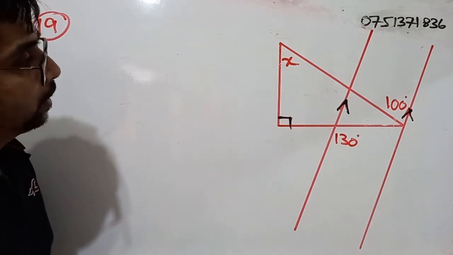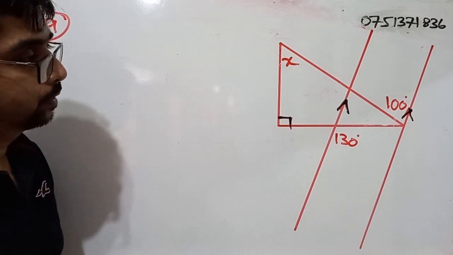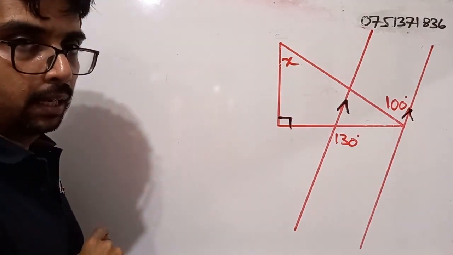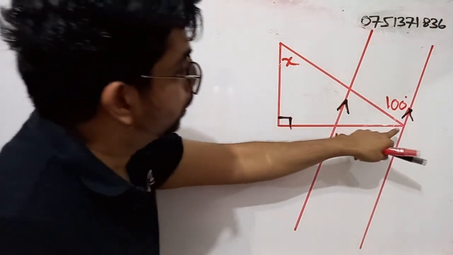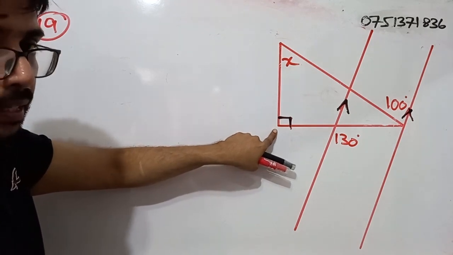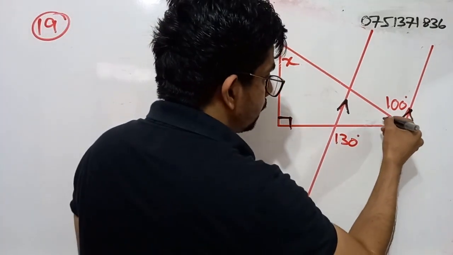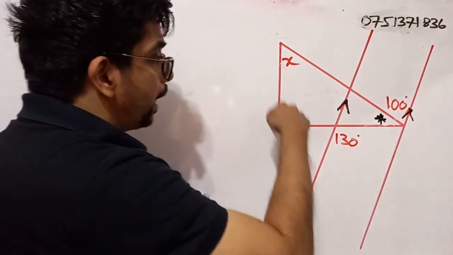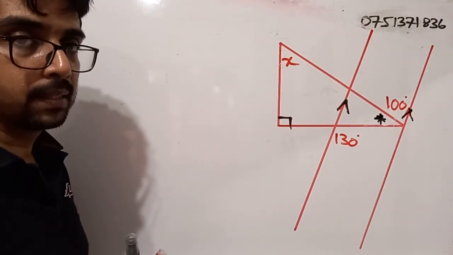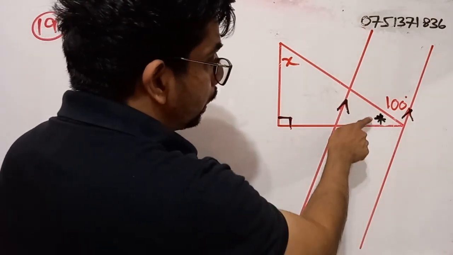Right, question number 19. So we have to find the magnitude of angle x. Now observe the diagram. So x is inside the triangle, right? When we think about the triangle, x is here. What is the magnitude of this angle? 90 degrees. The symbol is there. So if we can find the magnitude of this angle, then considering the internal angles of the triangle, we can easily calculate x, right? So how do we calculate the magnitude of this angle?